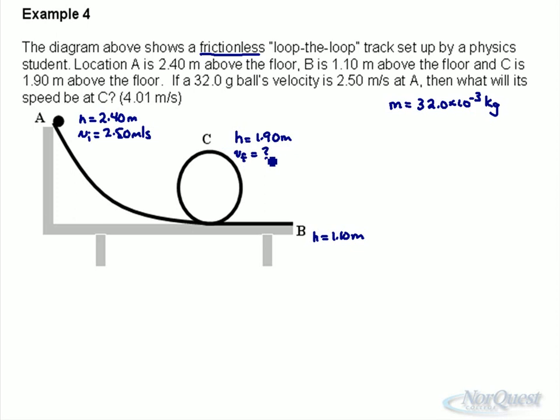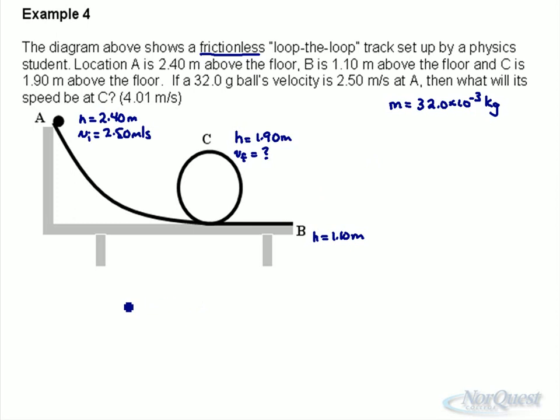Because it's frictionless, we should know that the total energy at A equals the total energy at B equals the total energy at C. It just may be in different forms at those points, but the total energies will be the same. So what I'm going to do is set up the formula. If I could find the kinetic energy at C, I could find its velocity at C. So let's think about this for a sec.